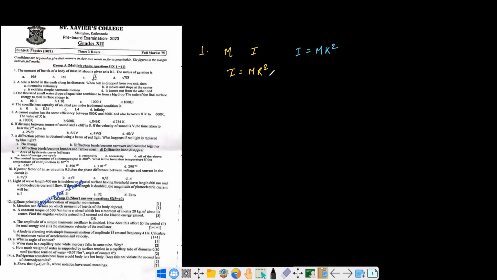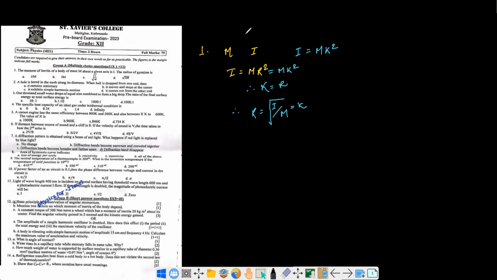As the moment of inertia is the same, we can write m r square equals m k square. This gives us the radius of gyration k equals r. So the radius of gyration equals the radius that we have taken here, and from this equation r equals the square root of I by m. That's why the value of k is the square root of I by m. So here the answer is going to be C.